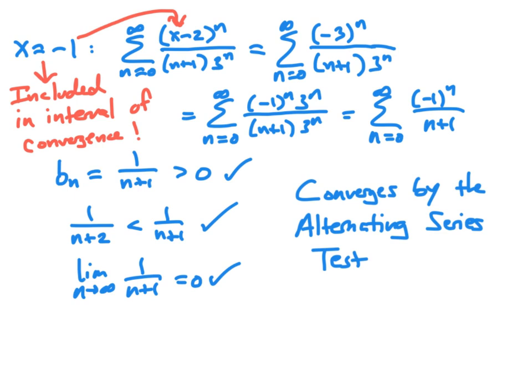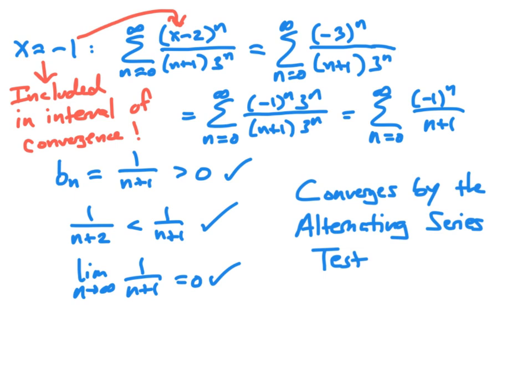We let b sub n be the non-negative part of this series, which will be 1 over n plus 1. And we trivially see that that's going to be greater than 0, that 1 over n plus 2 will be less than 1 over n plus 1, so this series will decrease, and that the limit as n goes to infinity of 1 over n plus 1 will equal 0. And since all three of these properties hold, this particular series with x equal negative 1 substituted in will converge by the alternating series test. And this means that x equal negative 1 is included in the interval of convergence.